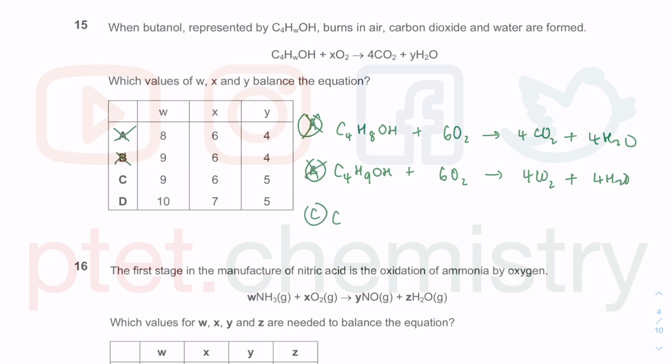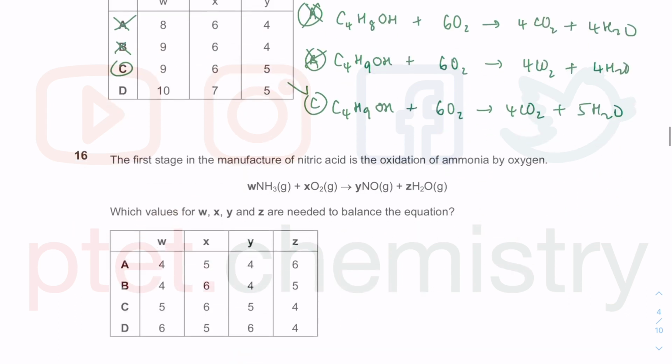If you look at C, C4H9OH plus 6O2 giving you 4CO2 plus 5H2O. Hydrogen, so that's 9 plus 1, which is 10. So 5 times 2, which is 10, so hydrogen is happy. 6 times 2 is 12, plus 1 oxygen is 13 oxygen. 4 times 2 is 8, 5 times 1 is 5 oxygen. 8 plus 5 oxygen is 13. So we already got our equation C there. That's why when I got the answer as D just now, it didn't balance out. So that was when I knew something was wrong. Okay, so just be very careful there.